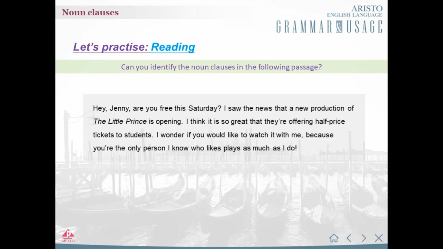Here are the answers. That a new production of The Little Prince is opening. That they're offering half-price tickets to students. And if you would like to watch it with me. Note that the last clause, who likes plays as much as I do, is not a noun clause. It is a defining relative clause indicating the person or the type of person the writer is referring to.